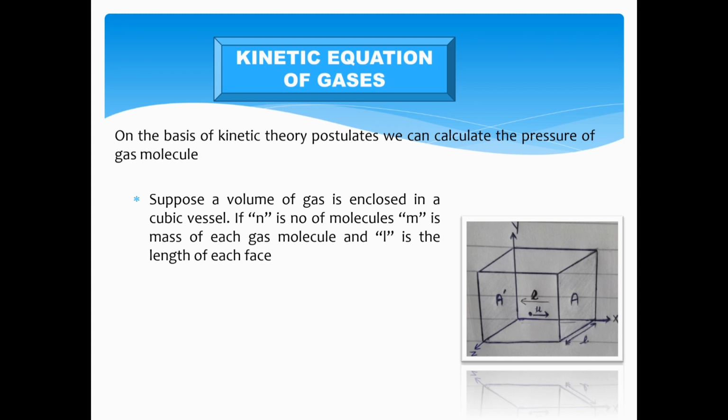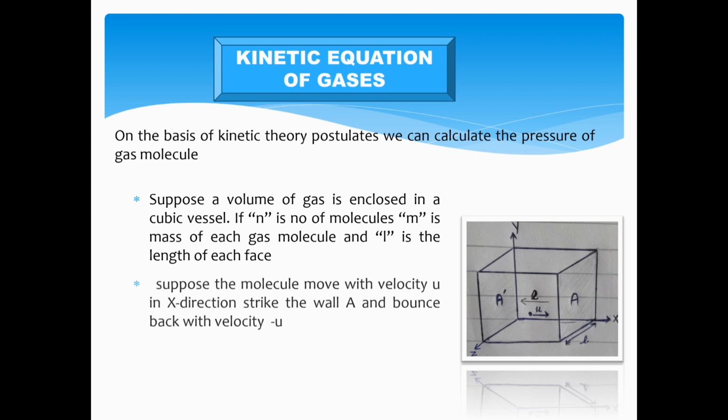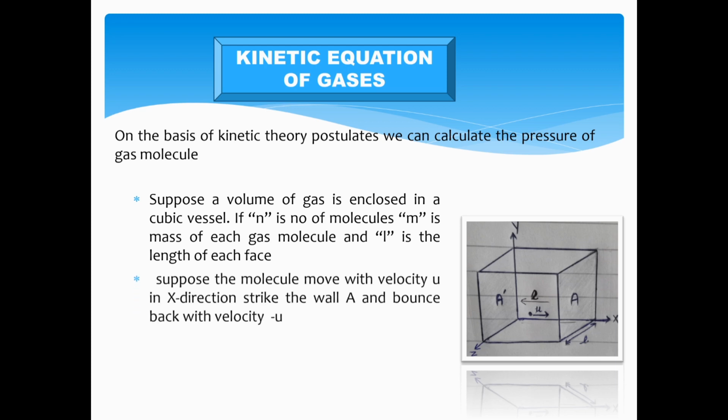Suppose the volume of a gas is enclosed in a cubic vessel. N are the number of molecules and m is the mass of each gas molecule. Let the length of each side of cubic vessel be L. Suppose a single molecule moves with the velocity u in x direction. It strikes the wall A and bounces back with the same velocity, but in opposite direction, so minus u.